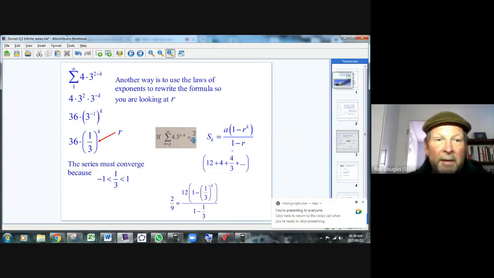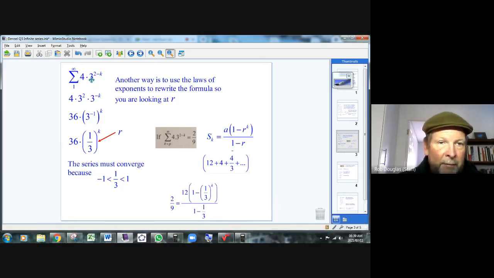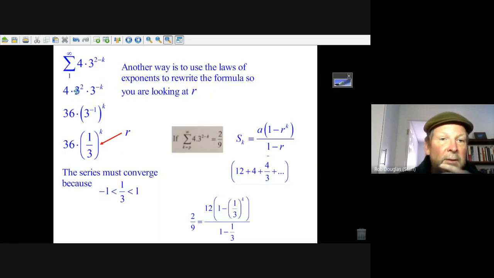Okay. The next question. Oh, actually, I'm going to just show you another way of doing that last question of getting at r. You could have used the laws of exponents. You were given, you're trying to figure out this thing at the top and show that it converges. But if you make this into 3 squared times 3 to the minus k. And 3 squared is 9, so 4 times 9 is 36.